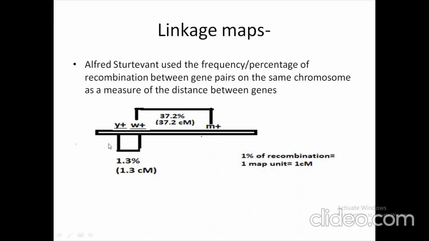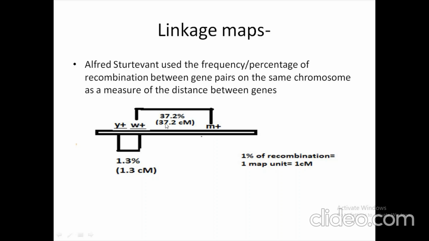The percentage of recombination between Y plus and W plus genes was 1.3%. The recombination frequency was just 1.3%, which is very low. Hence their distance is very less. If the percentage of recombination is less, it means the distance between those genes is also less. So it means Y plus and W plus are tightly linked.